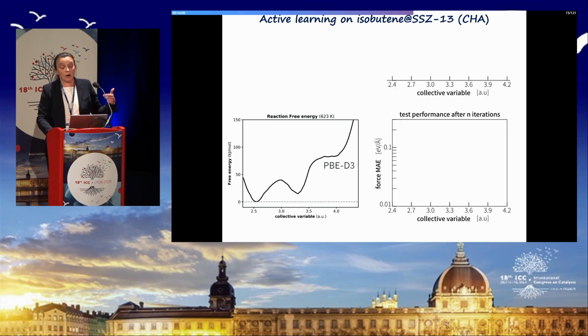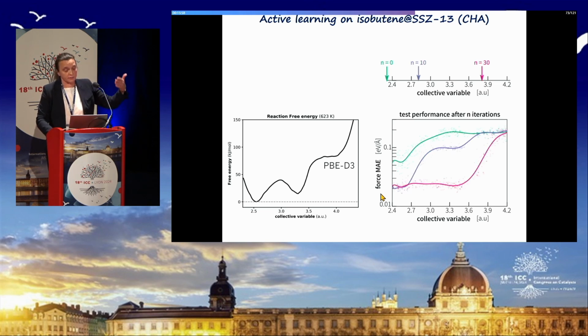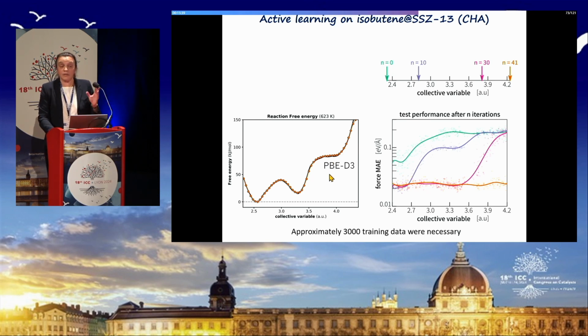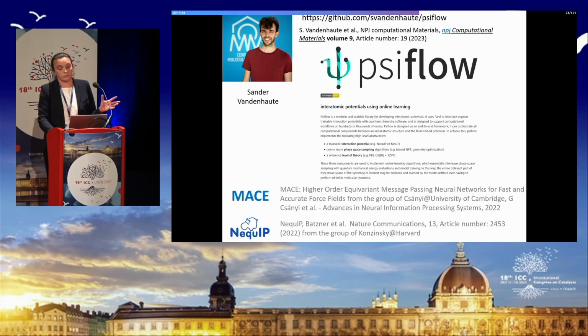Now how does the active learning loop proceed? Basically, we start, for example, here in this area of the collective variables, where errors are high. Then we do iterations and iterations up to a point where we have seen the whole phase space and the errors are low enough. If we do that, we can then also obtain the free energy profile with the machine learning potential. This is the orange curve that you can see here. This is promising. We needed approximately 3,000 training structures to generate this profile.